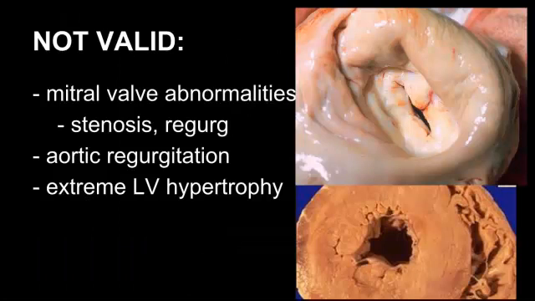Now, when is this not valid? When there's any mitral valve abnormalities, obviously if there's stenosis, regurgitation, you're not going to see that mitral valve move in the same way. And so obviously you can't say that the EPSS is going to be an accurate measurement of LV contractility. Same thing if there's some aortic regurg or extreme LV hypertrophy.